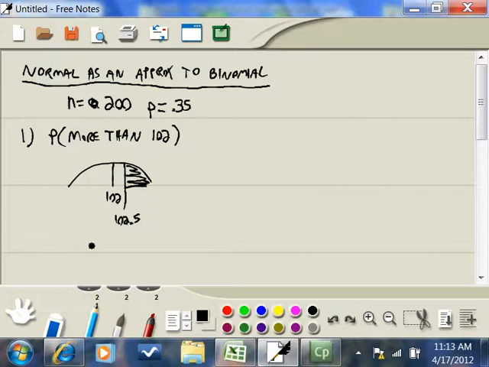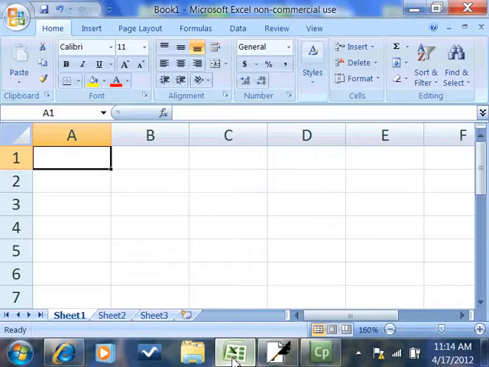Now, unfortunately, Excel doesn't handle that real well. We need to rewrite it as 1 minus the probability that x is less than 102.5, which shades to the left. Now 1 is everything. Everything's shaded. If I subtract off everything shaded to the left of 102.5, that'll leave me everything shaded to the right of 102.5. So that's how we're going to plug it into our, I'm going to keep saying calculator, into Excel.